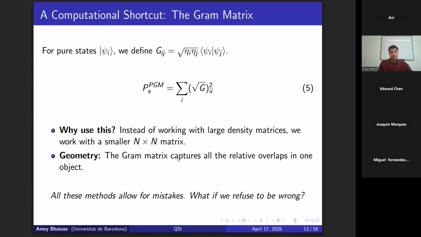So now that we are here, we have seen so many techniques, but all of these methods still allow for mistakes, because that's what we saw in the beginning. We are checking success probabilities, but there's also type 1 and type 2 error. But now, what if we refuse to be wrong? We don't want any errors.